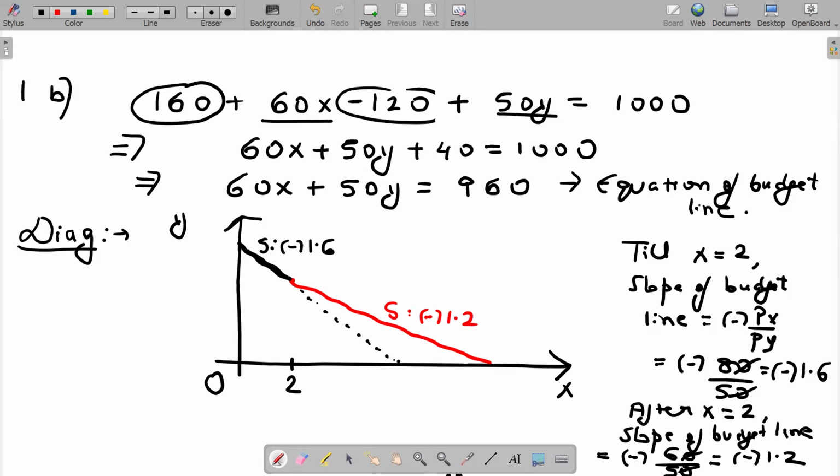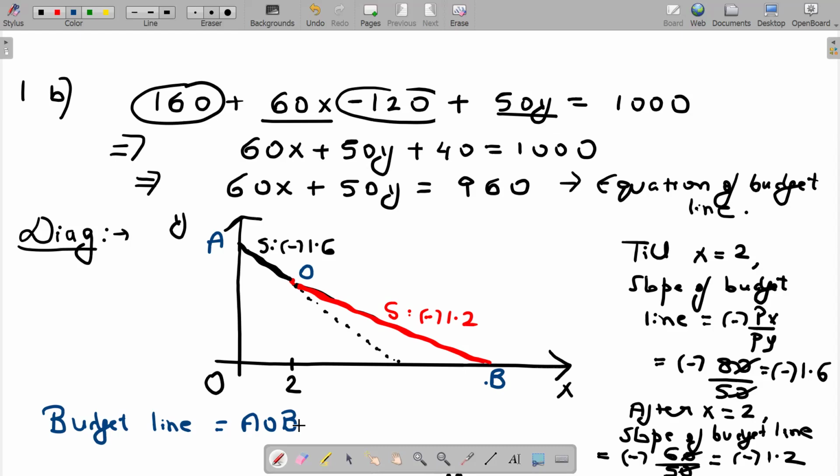So this is my budget line. The black solid portion, and the red portion. The red portion, I can draw it clearly. This is the red portion. So my budget line is AOB. Okay, so hoping students have understood how we have got this. Okay, so this is my budget line, and this is my complete solution for part B. Now let's move forward to part C.